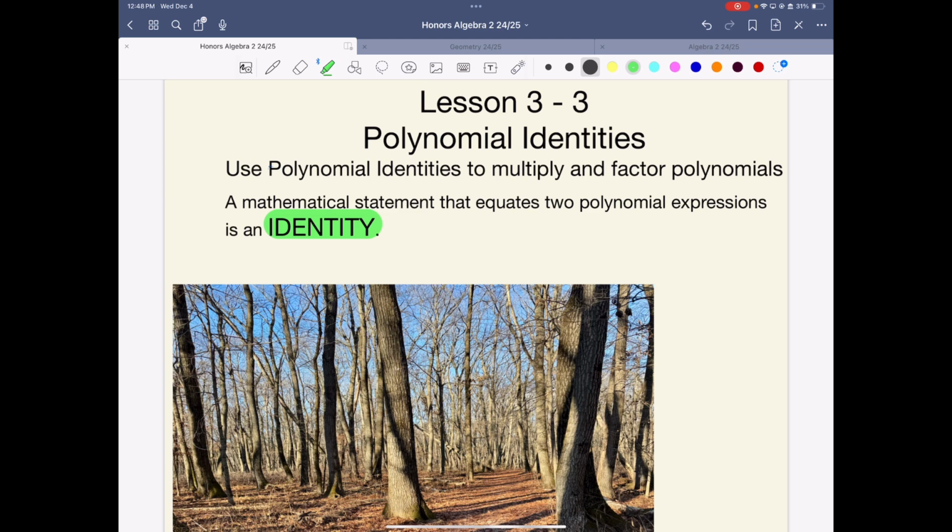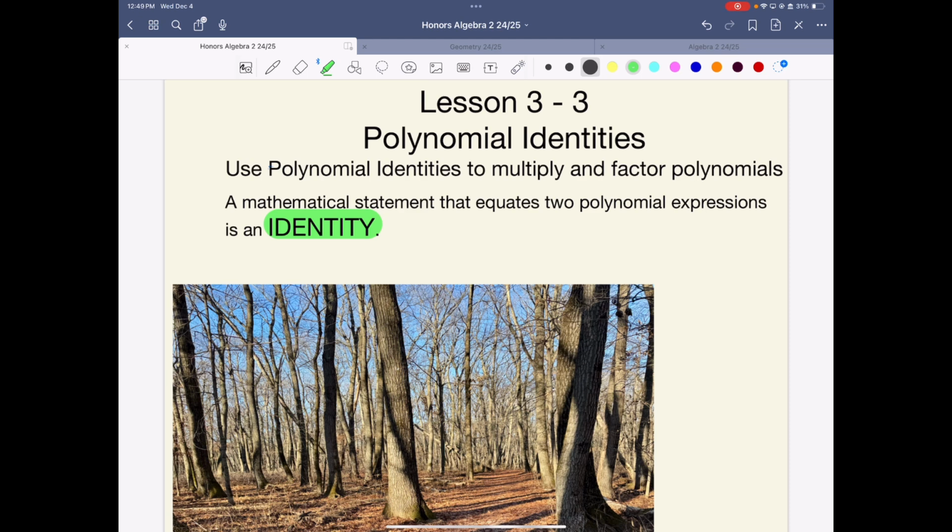So what is an identity? An identity is simply a mathematical statement that equates 2 polynomial expressions. It essentially says that if I have an expression, this is what it equals. It's a way to think of a shortcut to do things. Instead of foiling things out, we can use its identity to do it. Instead of factoring some things using different methods, we can use shortcuts. And those are the identities.